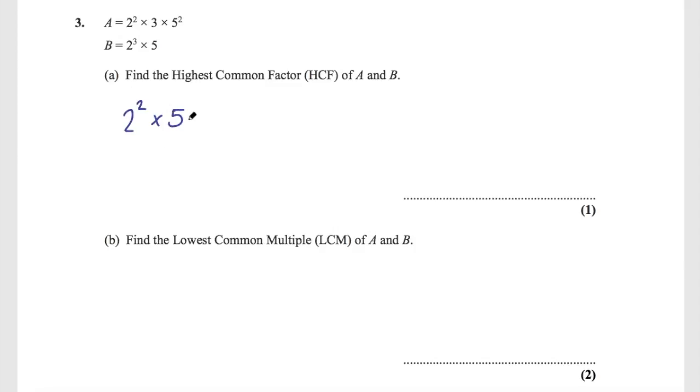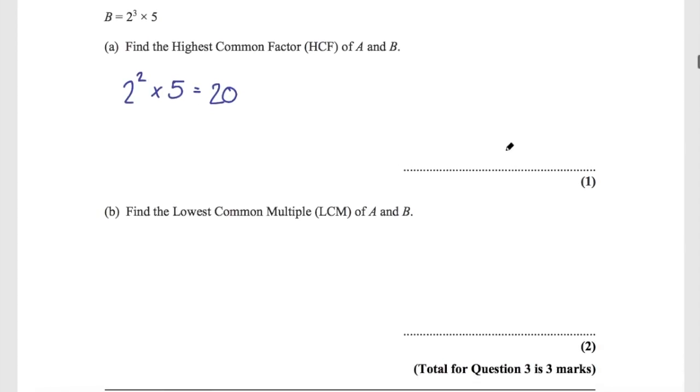And then we multiply those common prime factors together to get the highest common factor. So 2 squared times 5, that's going to be 20. So your answer there is 20.